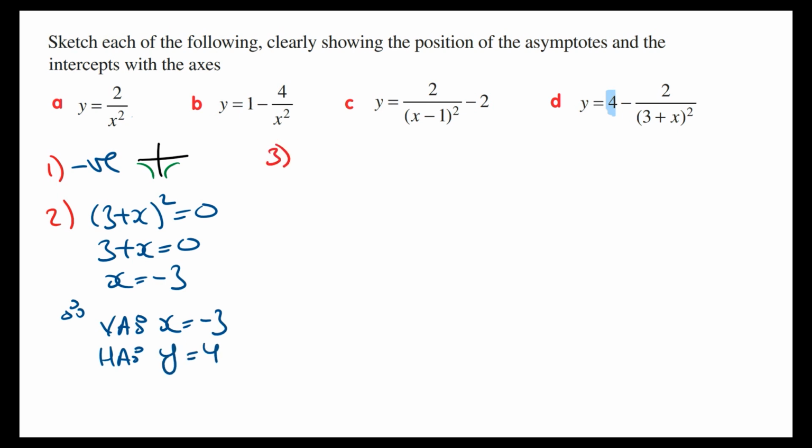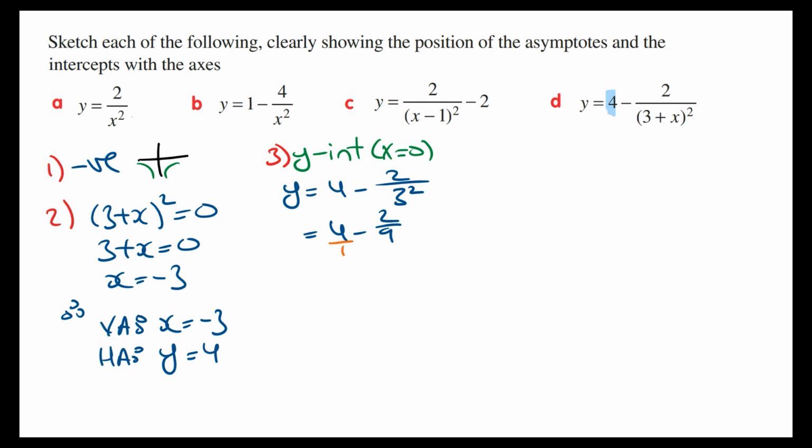And now we need to work out the x and y intercepts. And so for the y-intercept, we let x is equal to 0 and then solve for y. And so we're going to get y is equal to 4 minus 2 over (3 plus 0) all squared, which is going to be 3 squared. This is going to be 4 minus 2 on 9.